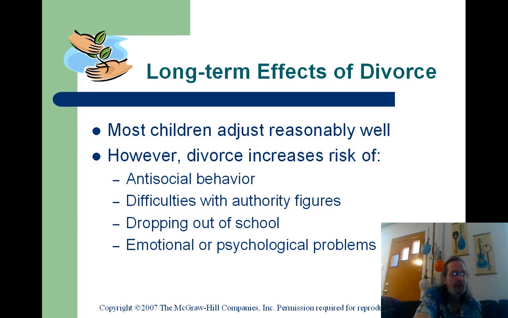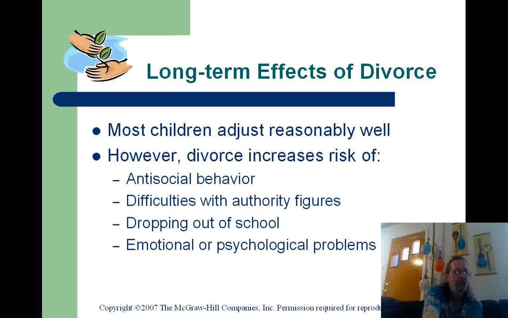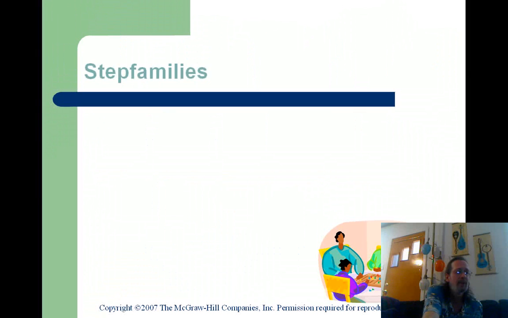Some increased risk of antisocial behavior, difficulties with authority figures. Well, y'all are their first authority figures. Mom and dad are the primary authority figures. If they don't have real respect for them, it's hard to respect others. Dropping out of school, emotional, psychological problems, problems with relationships. You model your own relationships after the relationships you have been exposed to. So if your parents had a bad relationship, it increases the risks that you will too.